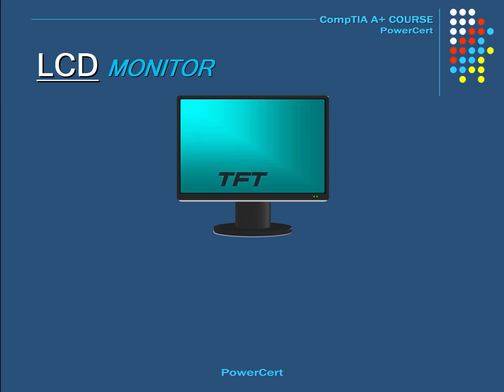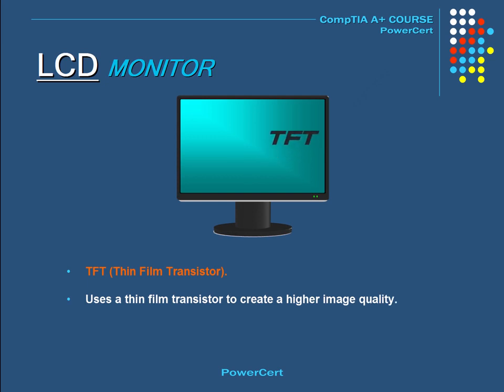Modern LCDs use a technology called TFT, which stands for thin film transistor. And as the name implies, this technology uses a thin film transistor to create a higher quality image when compared to a standard LCD, because each single pixel on the screen has its own transistor, and all LCDs sold today have TFT technology.